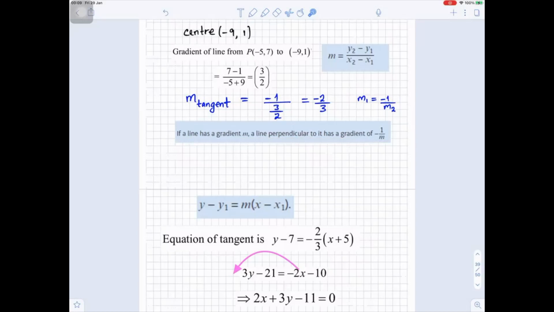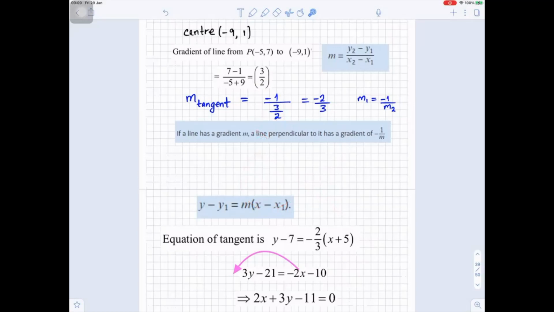If a line has a gradient m, a line perpendicular to it has a gradient of -1 over m. So if that's the radius and that's the tangent, the gradient for this one is m, this one is -1 over m. So you have your circle, that's the radius, that's the tangent, this angle is 90. So this gradient is m, which is 3 over 2. This one is -2 over 3.